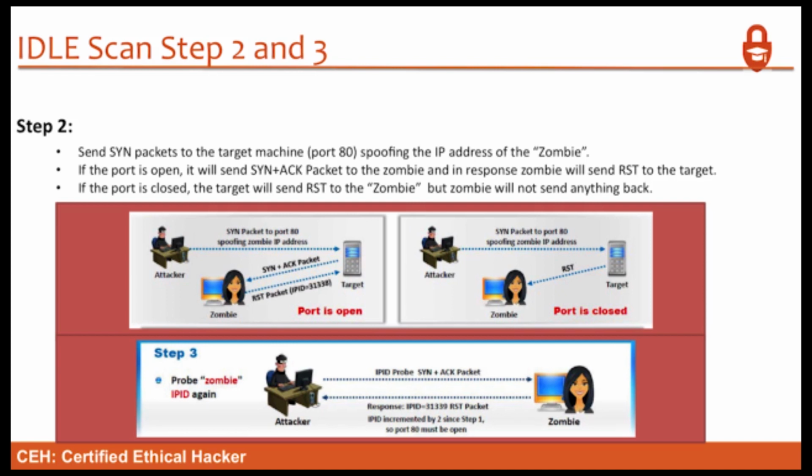So step 3, we probe the zombie IPID again. So we do an IPID probe. We send a packet with the SYN and the ACK flag set. The response is the IPID 31339 reset packet. The IPID incremented by 2 since step 1, so the port number 80 must be open. So it's incrementing by 2 this time. So we don't know what it'll be next time.